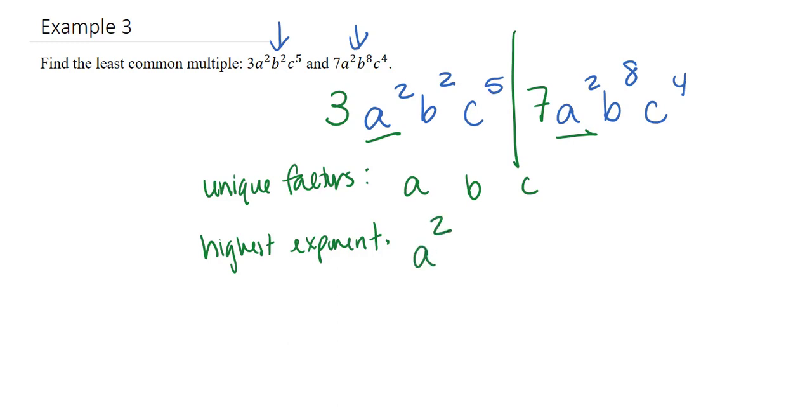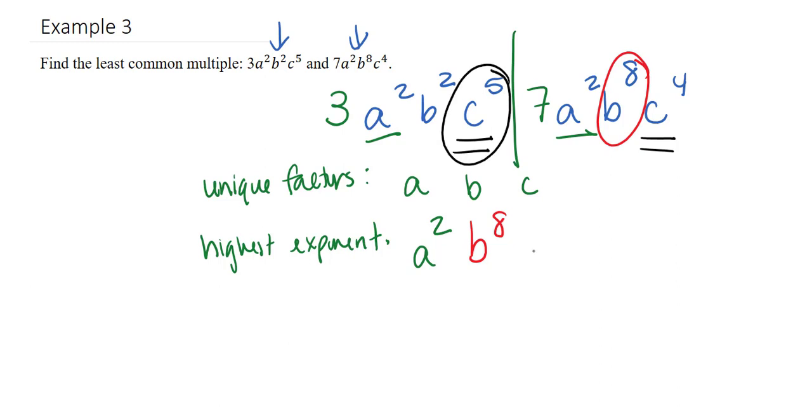Then we look at b. Which one has a higher exponent? We're going to notice that it's going to be b to the 8th. So let's go ahead and write b to the 8th. Then let's look at c. Well, we have c to the 5th and c to the 4th. c to the 5th is the higher exponent. So we're going to go c to the 5th.